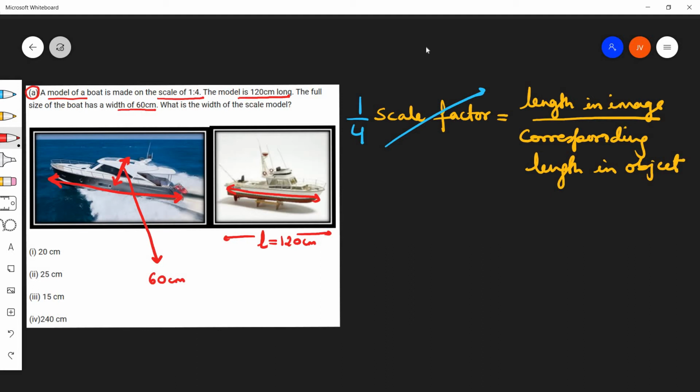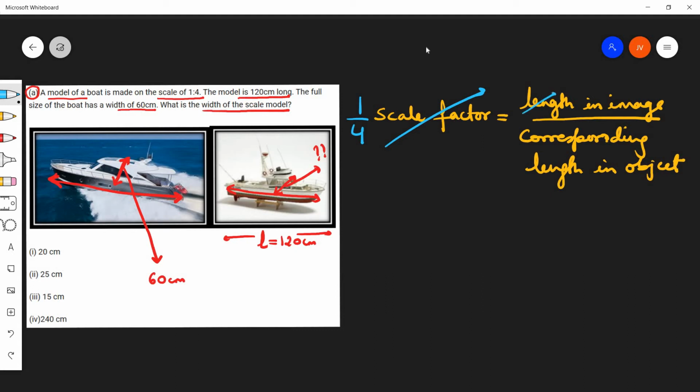If the actual width of the boat is 60 centimeter, the question is, what is the width of the boat in the scale model? So what is the width here in the scale model? This is what we have to find. Now let us come to the formula that we have written. The formula on scale factor is length in image by corresponding length in object. But they are asking width.